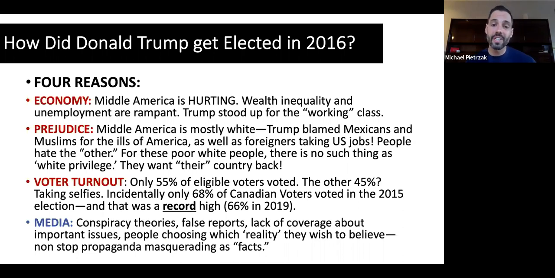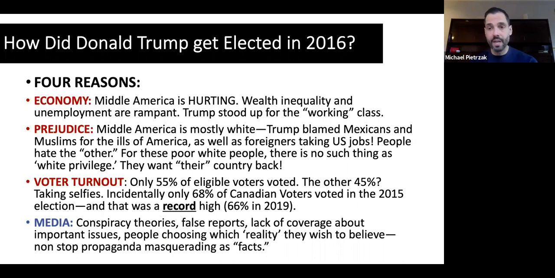Voter turnout in that election, 2016, of eligible Americans was only 55% of the population. Terrible, disgusting, right? And the other 45%, they were not engaged. They were not involved. They might have been shouting on Twitter or on Facebook, but they didn't actually get out and vote. So, unfortunately, with politics, when you're able to motivate the most angry people, you're able to get a lot of votes, which is maybe what happened.